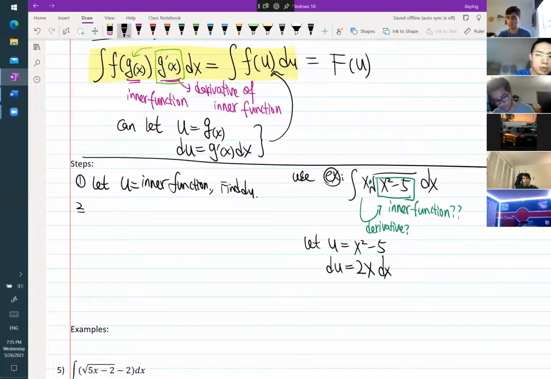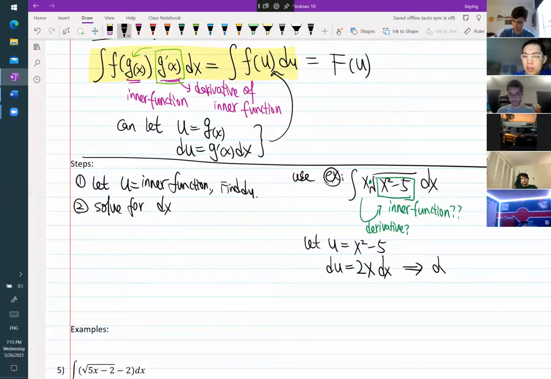The next step is that we're going to solve for dx. This is what I do. If you've seen this before, you probably try something different. But for me, I like to solve for dx. I'm going to solve for dx from the derivative. So divide by 2x, so that's 1 over 2x du. That's what dx is.